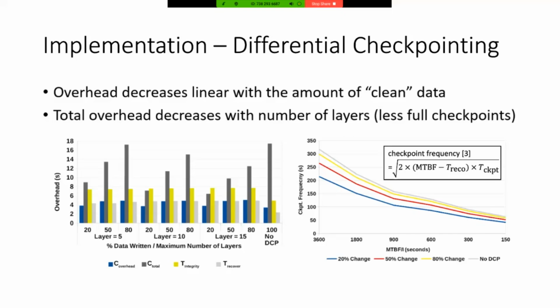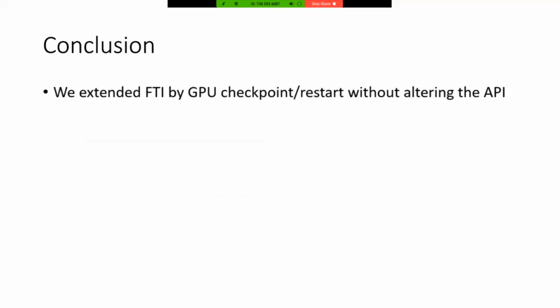And applying the famous Young formula for the optimal checkpoint interval, we can see also that we have a much higher frequency of checkpointing when we only have 20% of changed data here. So every 200 seconds, compared to 320 seconds, we write the checkpoint. And this is also important because the more frequently we write the checkpoint, the less recomputation we have upon failure, obviously.